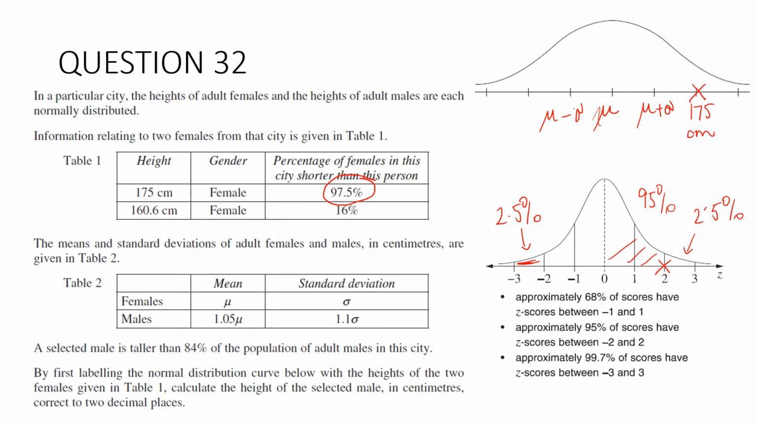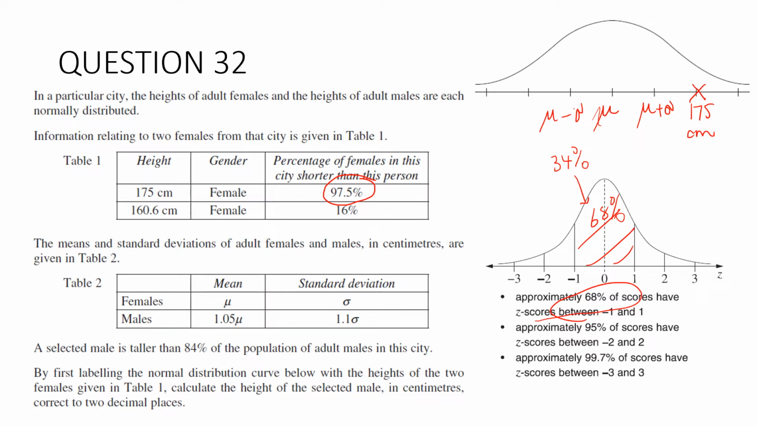Okay, let's get rid of all of this and now work out the second female. We're going to use the percentage that's in between one standard deviation from the mean, which is this one here. So this part here is 68%, which makes this bit 34. If we do 50, which is all of this half, take away the 34, we're going to get 16%, which means that our second female is sitting here. Again, we're going to erase this one, and this is where female 2 is: 160.6 centimetres.